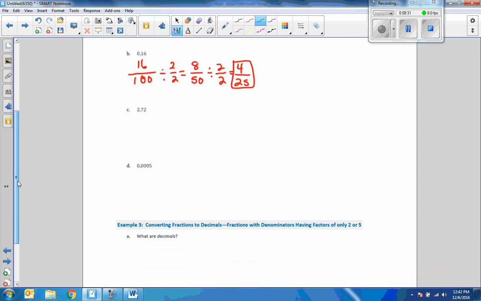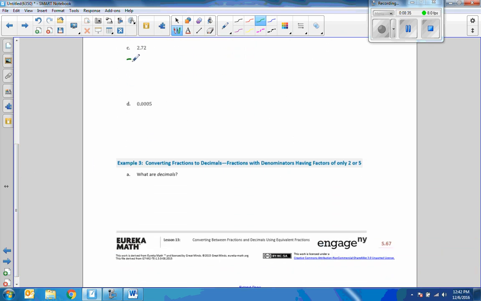C. 2.72 is read 2 and 72 hundredths. 72 over 100. They're both even, so I'm going to divide by 2. 72 divided by 2 is 36. 100 divided by 2 is 50. Even, divide by 2. 36 divided by 2 is 18. 50 divided by 2 is 25. Even, odd, can't divide by 2. Then you try 3. 6 times 3 is 18. 8 times 3 is 24. 3 won't go into 25. 5 will go into 25. 5 won't go into 18. This is reduced.